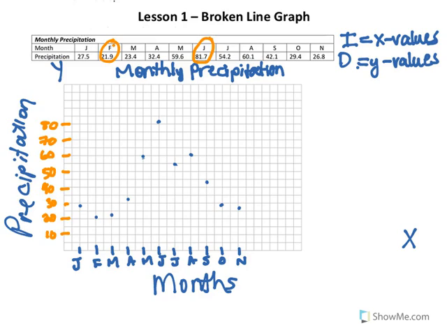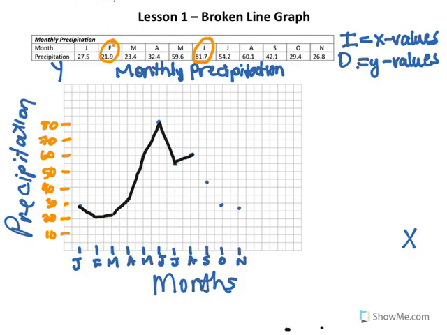The final step with a broken line graph is to take your ruler and connect between the dots. I can't use a ruler on the iPad, so I cannot do it with a ruler, but you need to be using a ruler. So connect between each section, and that is showing your trends within the data.